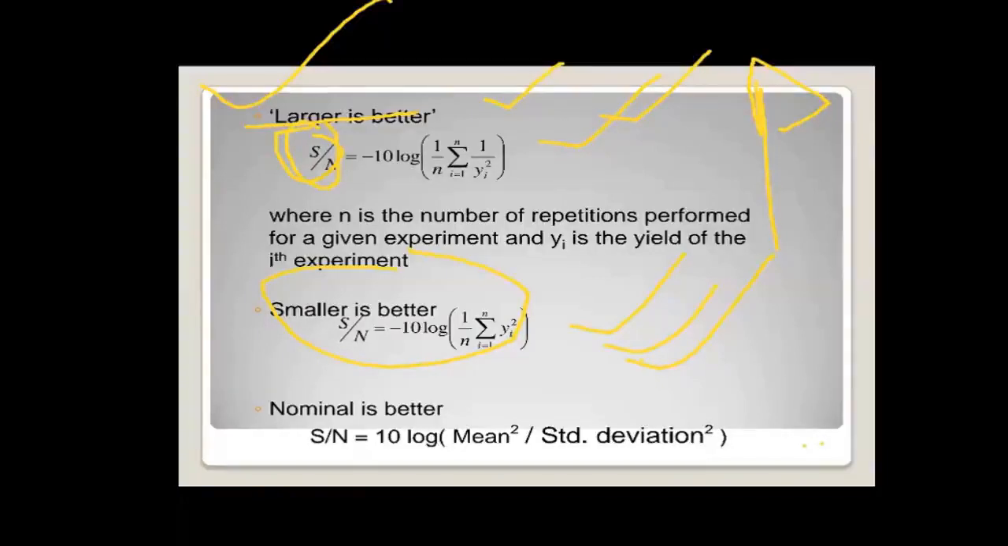Larger is better, you have this formula. Smaller is better, you have this formula. But for both the cases, larger is better or smaller is better, we want higher S by N ratio. Formula different. We'll see later on. I have taken two examples where one case is smaller is better, second case is larger is better. So remember this by using particular formulas. Again, nominal is better. Nominal better means you mostly will deal with the first two cases.